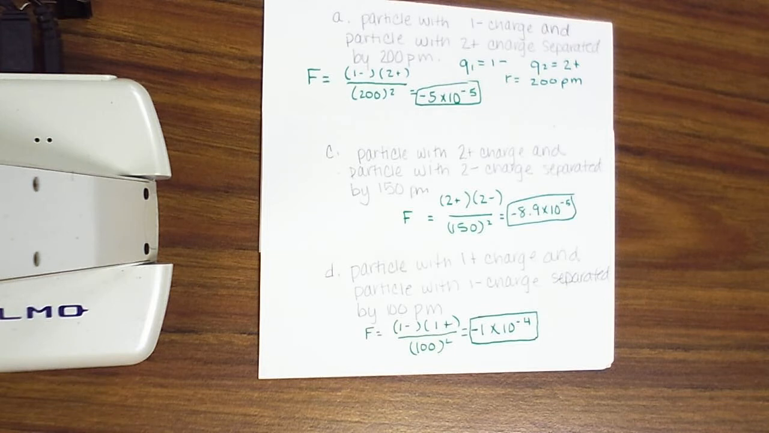So that's the answer to the question of how to do the Coulomb's force project. The highest potential force is going to be -1 times 10 to the -4. Okay, thanks. Bye.